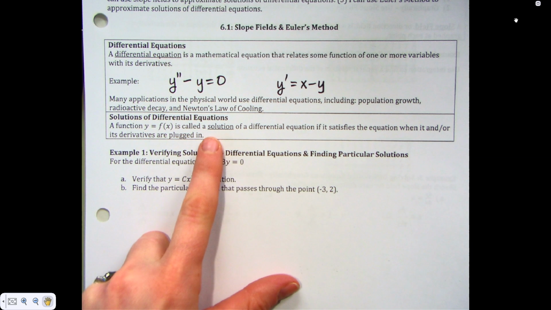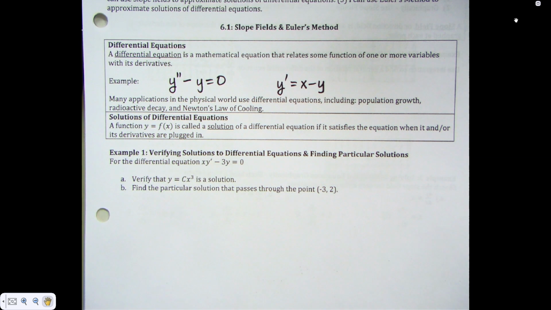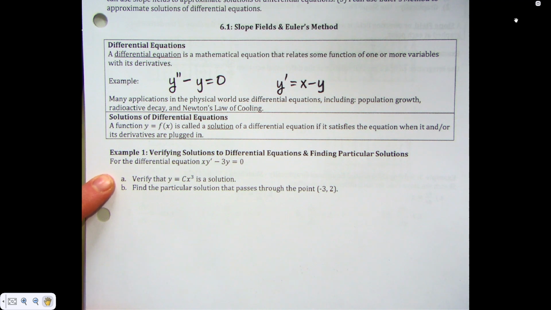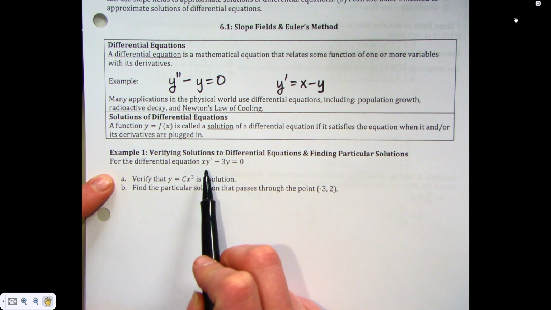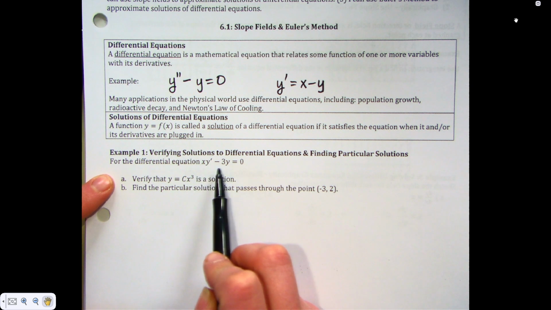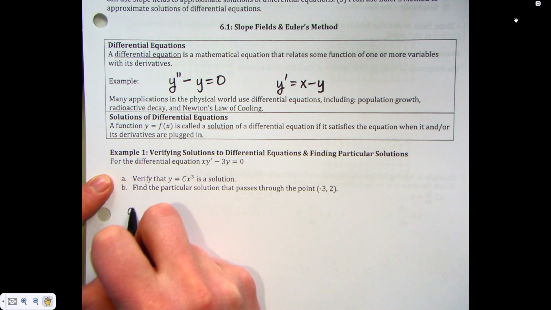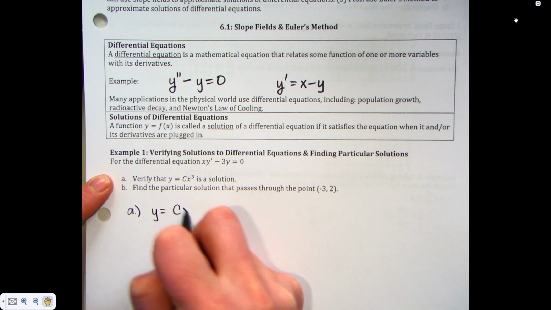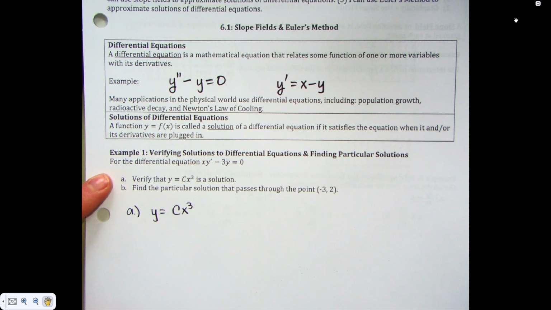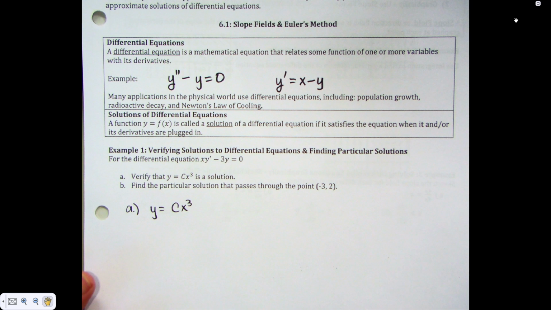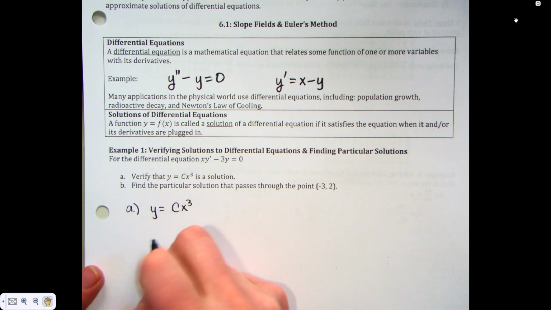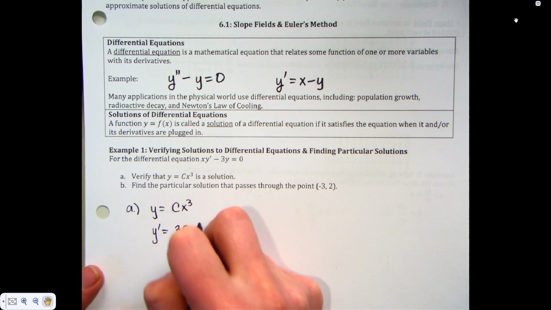So just like we said, a solution is one that satisfies the given equation. All throughout, probably even since chapter 2, they've had you do things like example 1a, where you're verifying that a function is indeed a solution. So if I tell you that my differential equation is xy prime minus 3y equal to 0, then in order to verify that y equals cx cubed, I would need to plug it in. Well, the it here, though, is going to involve also computing the derivative. So we're assuming that c is a constant, so y prime would be 3 times cx squared.